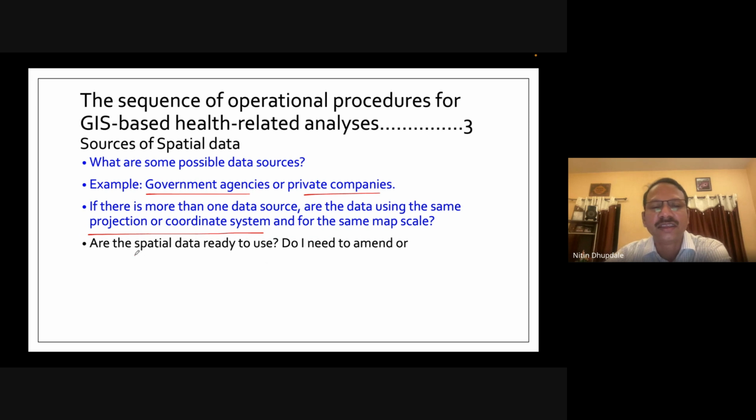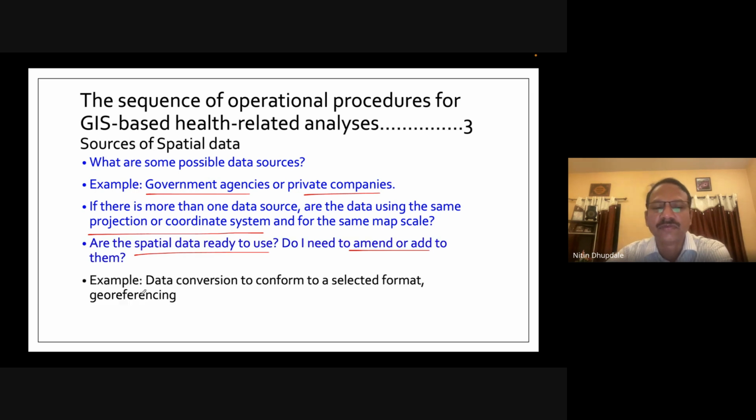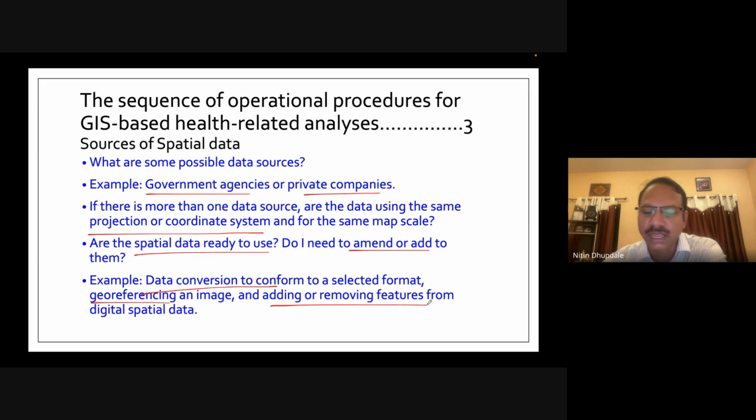Whether the data is ready to use or we need to prune the data, that has to be kept in mind. Whether we need to convert the data to a different format, whether we need to do something called georeferencing is very important. Whether we need to add something or remove some feature, that also becomes very important.